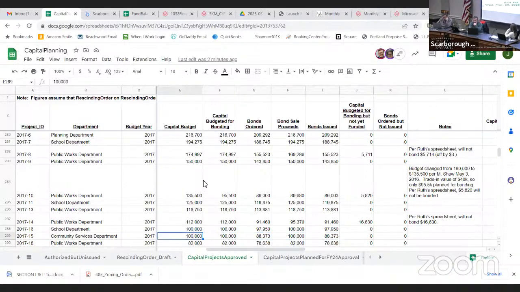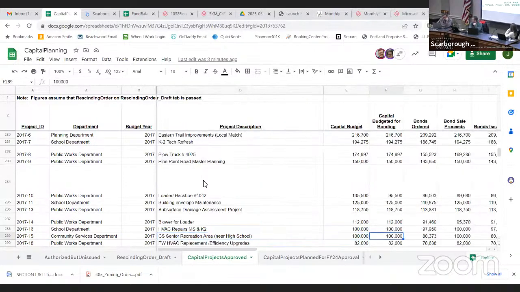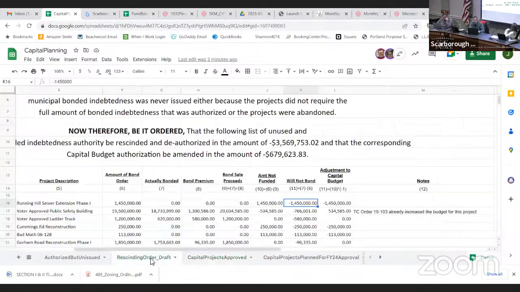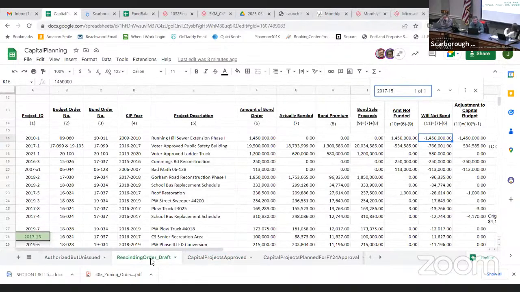I was right. It's the same. So there was only one bond authorization on this project, and it's for 100,000. That was in '17. Yes, so the budget was in 2017. Now I'm going to come here. And the bond order was in '17 as well, 17037.